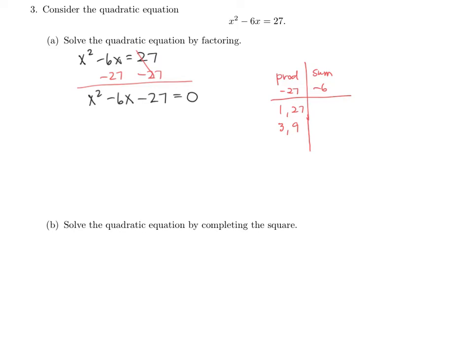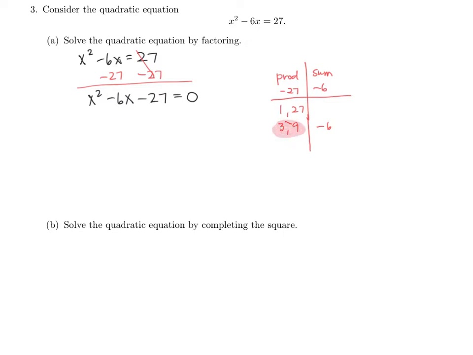So which one of these pairs would add or subtract to get 6? You can see 3 and 9, the difference is 6. So now you just have to manipulate the signs. So if I make the 9 be negative, 3 times negative 9 is a negative 27, and 3 plus a negative 9 is a negative 6. So these are the two numbers that will work.